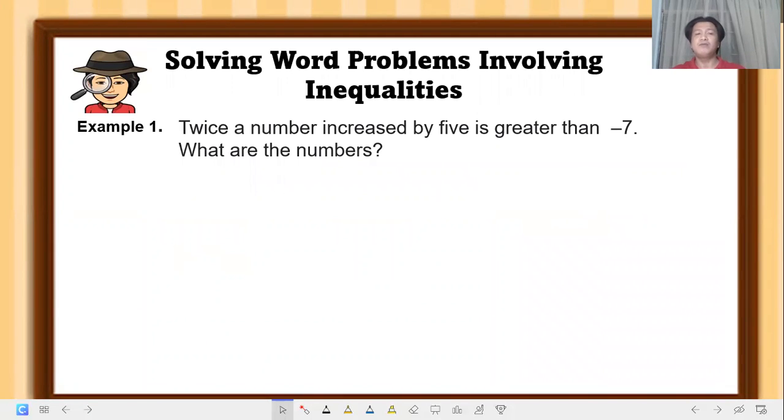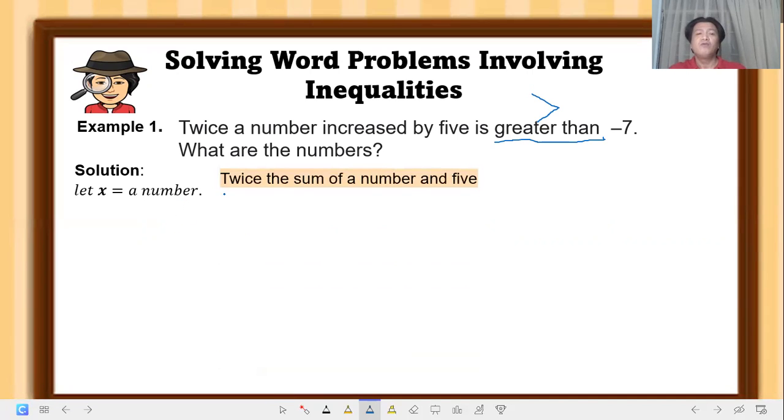So let's have number one. Twice a number increased by 5 is greater than -7. What are the numbers? If we are going to observe the given problem, kailangan magaling kang mag-identify ng mga keyword for the inequality symbol. I-represent kasi natin yung salitang greater than. Ibig sabihin niyan, the word greater than, we are going to use the symbol. This is symbol for greater than. And we are going to let our solution, let x is a number.